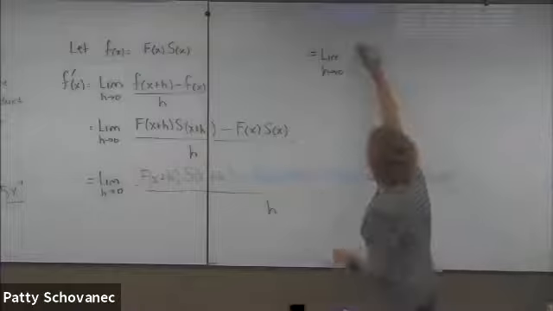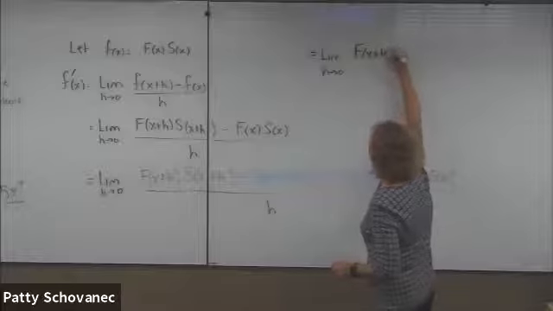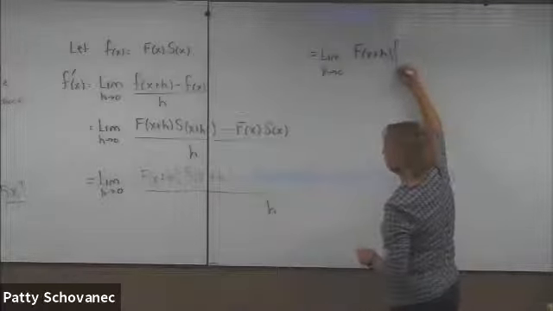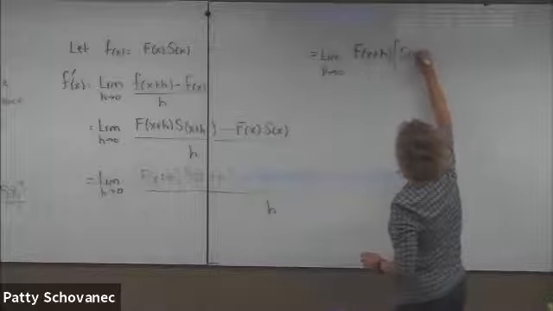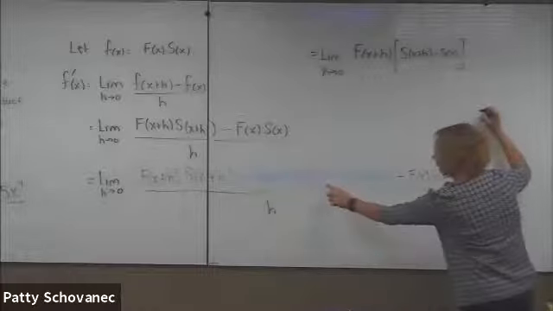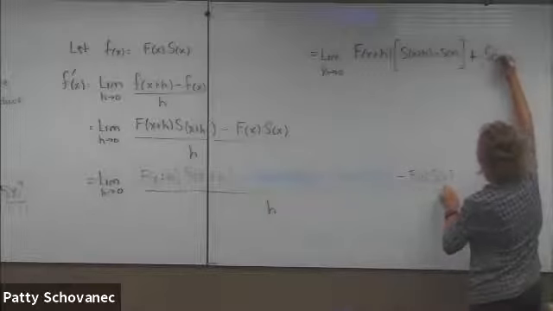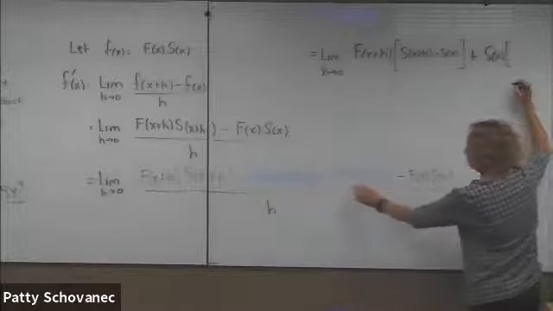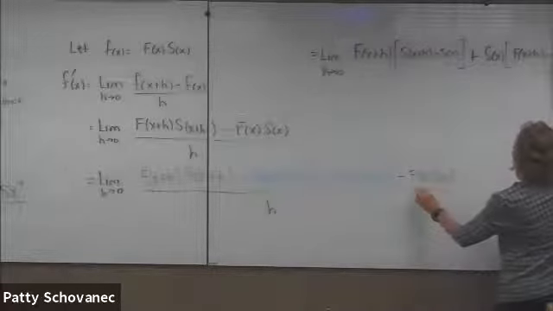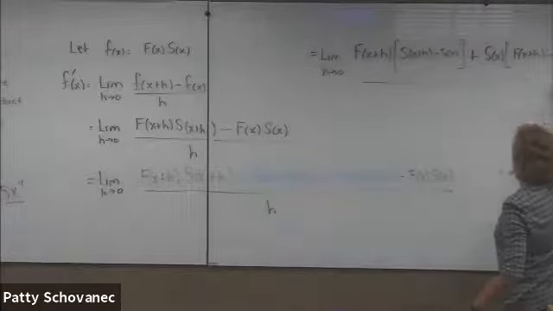So I said I'm going to pull out the capital F at x plus h. And what's left is this minus that. I've got a plus sign. Common factor here was f of x. Pull it out, and I have f at x plus h minus f of x. All of this is divided by h.